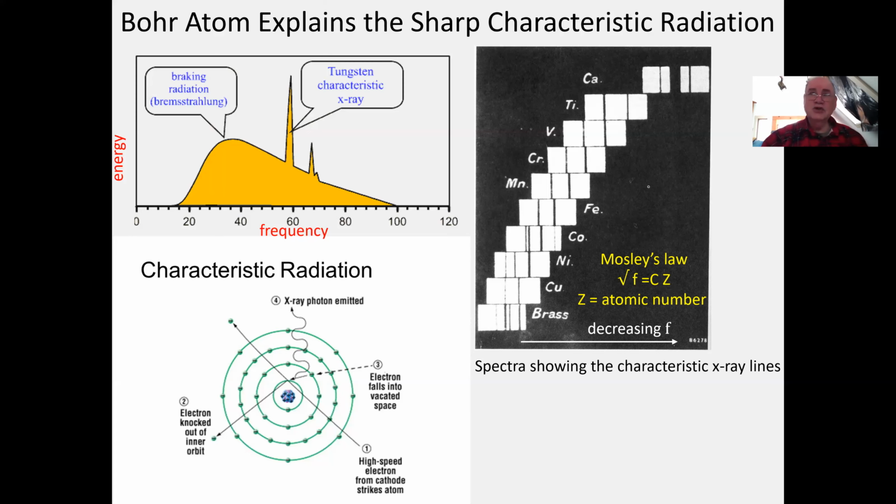He has a conversation with Bohr. They both work for Rutherford in the lab. Moseley is 26, Bohr is 28. They're both virtually unknowns. And Moseley tells Bohr about his research and about what he finds and this law. Bohr, basically through his model of the atom that we've just gone over, realizes that there's a profound connection here. And it's this.